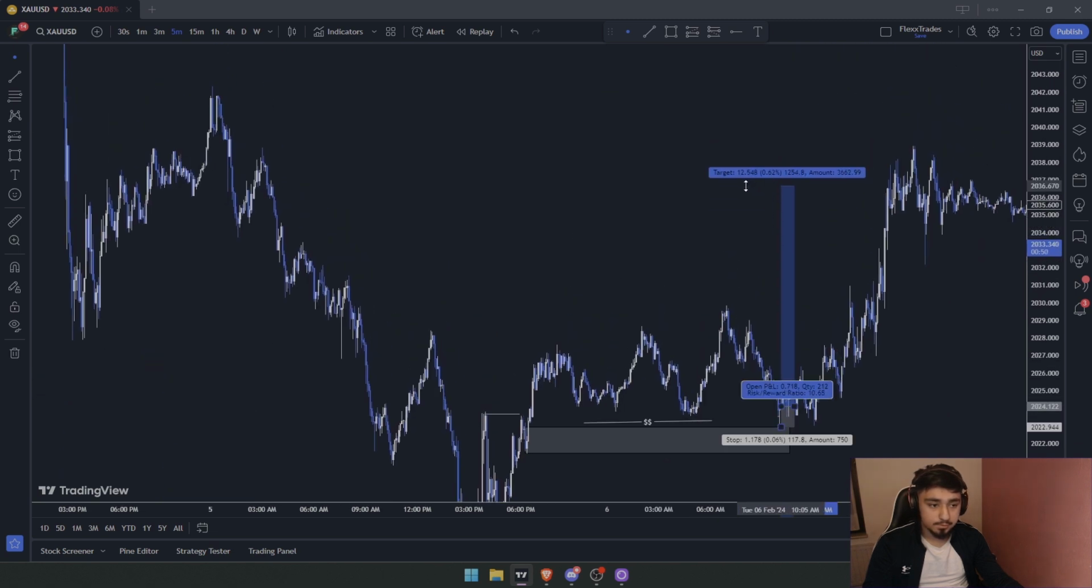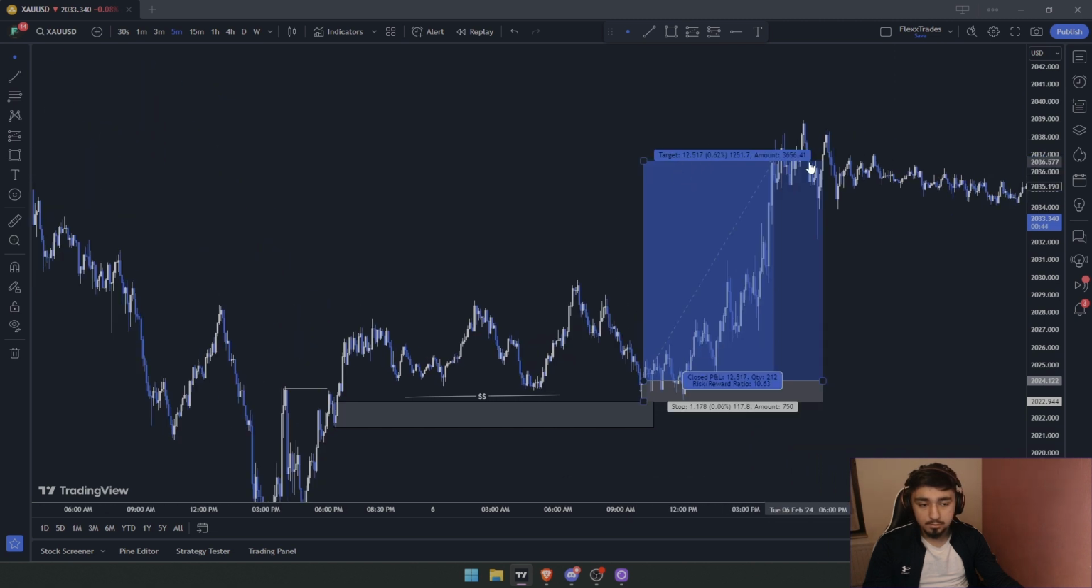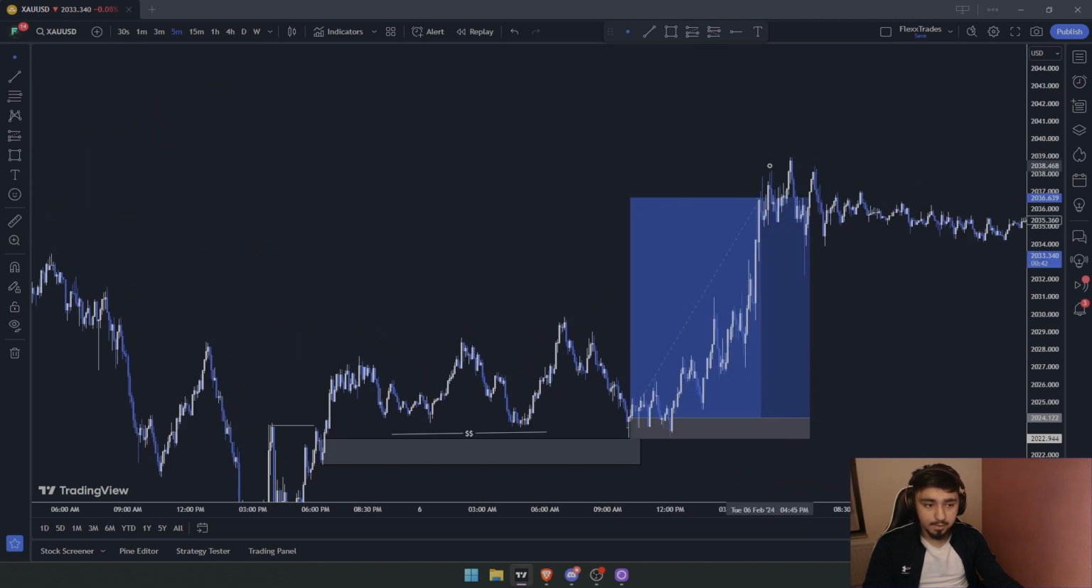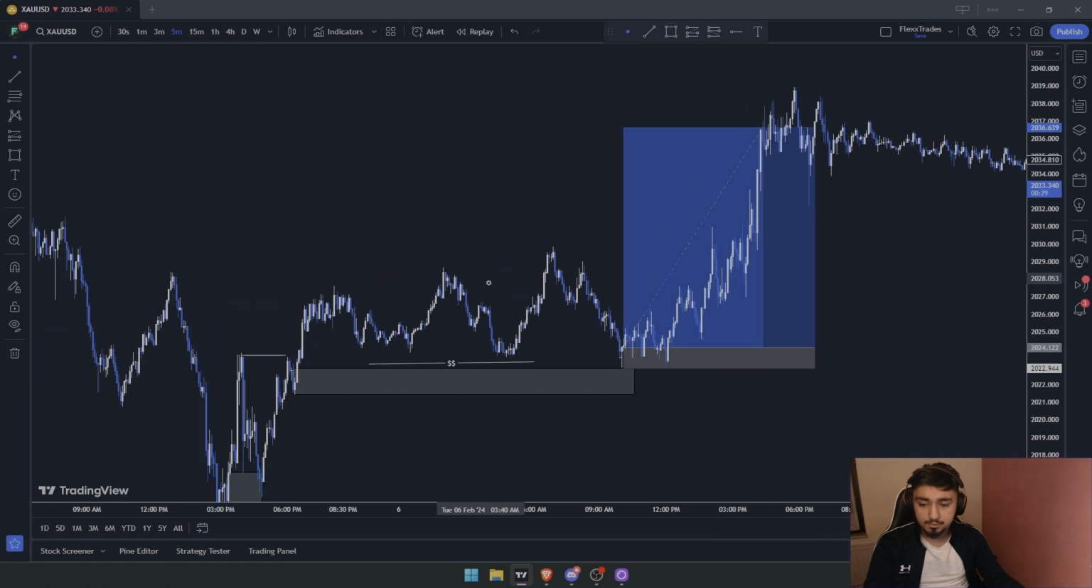I TP'd at 2036.5 because we had that wick up right here, and my TP got missed by half a pip or like 0.3 pip because 2038.5 was my initial TP to cover spreads. Didn't hit it, so I just closed it manually to be sure. Obviously, it did go later to TP, but it is what it is. So very clean continuation buy, as you can see.